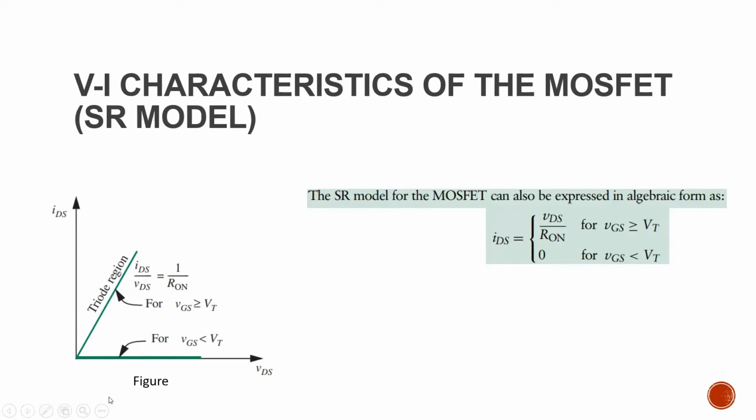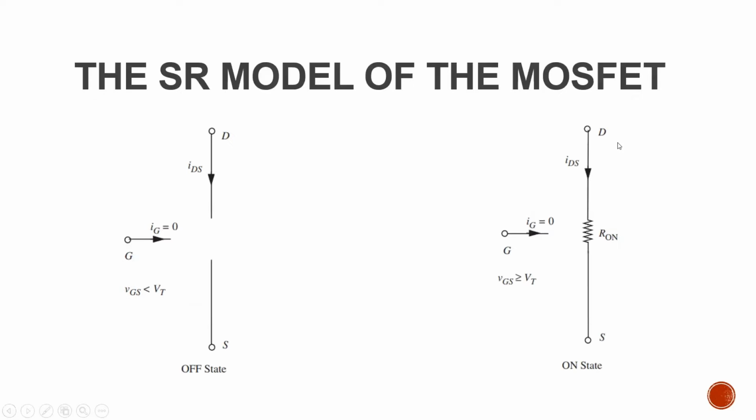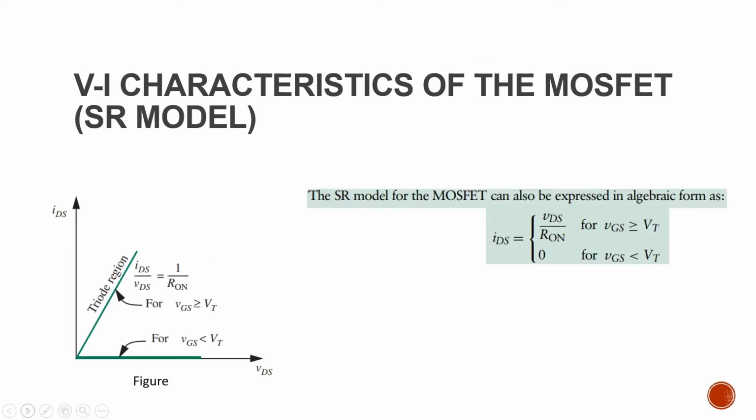Team, whenever VGS is greater than VT, yes, there is a current. You can see here from Ohm's law, in this circuit, if you want to find out the current, what about the voltage VDS and the resistance R on? The same thing you can see here, VDS by R on. Whenever VGS is less than VT, there is no current at all. So the current is zero.